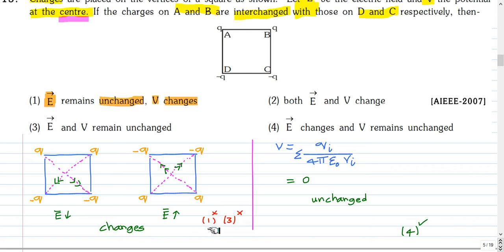So we can rule out options 1 and 3. The potential is given as a scalar sum, that is 1 by 4 pi epsilon naught, the charge divided by the distance. So that will turn out to be 0, as there are equal numbers of positive and negative charges and they are at the same distance. And when the charges are interchanged, again it is 0. So the potential remains unchanged. The correct option is option 4.